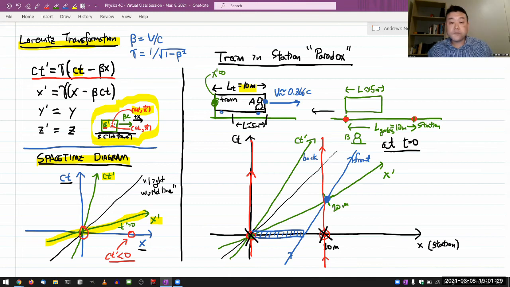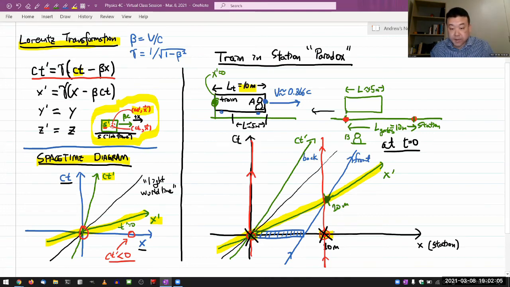So he says, oh yeah, the train has Lorentz contracted, it fits well between my gates. From Alice, the train conductor's perspective, you have to understand that Alice does not see these two events as being simultaneous in her reference frame. In fact, this is a line of simultaneity that describes the set of points that are simultaneous in her reference frame at t prime equal to zero.